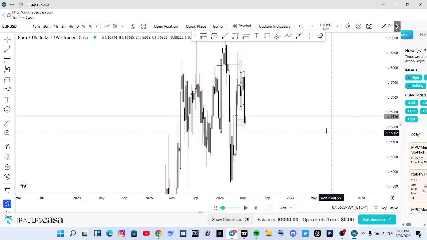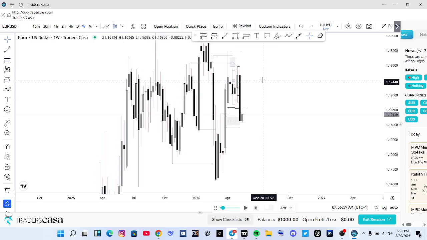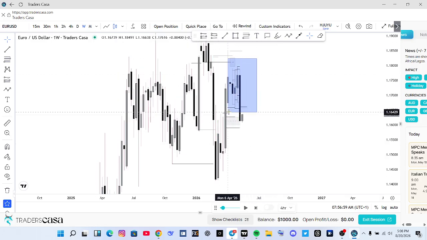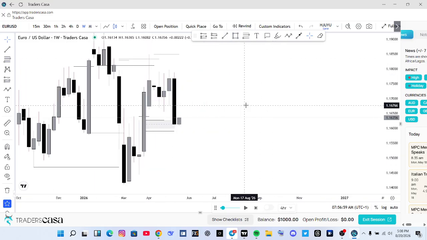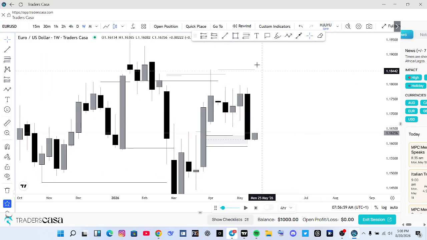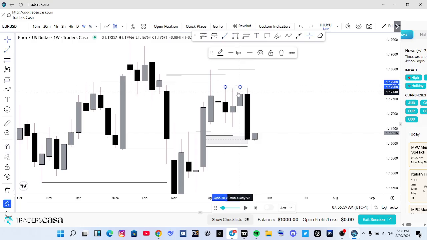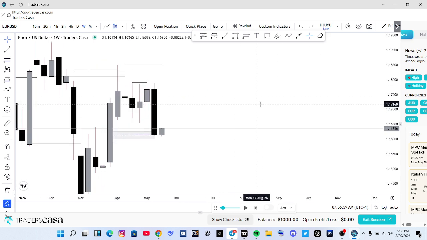So let me remove this. Now, after price swept out this high, we are in a weekly time frame. After price swept out these two highs here, the next week open, price now comes down here to take out this external. You see how the higher time frame works, like both the weekly and monthly.